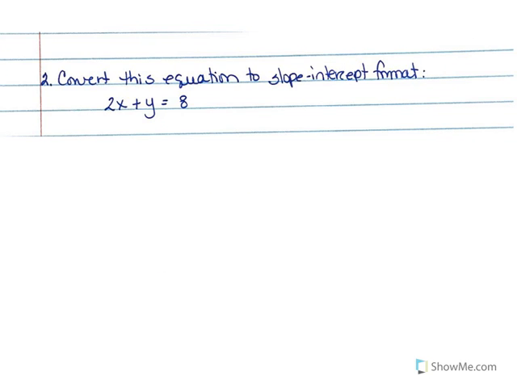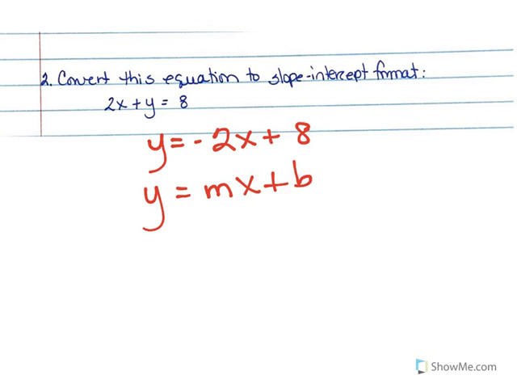Convert this equation to slope-intercept. So we're just shuffling. We have y is equal to minus 2x plus 8. That really looks to me like a good match.